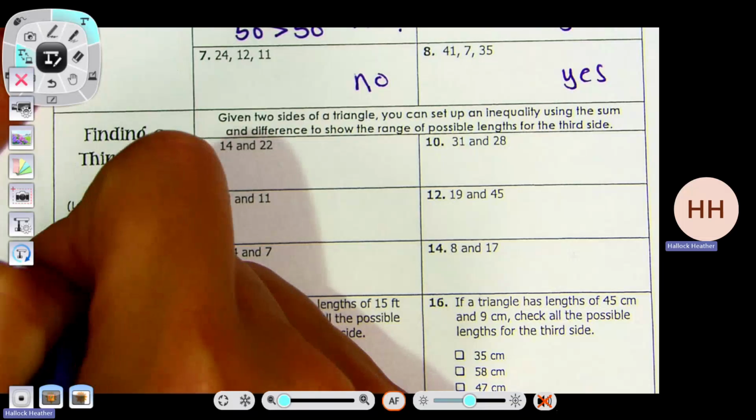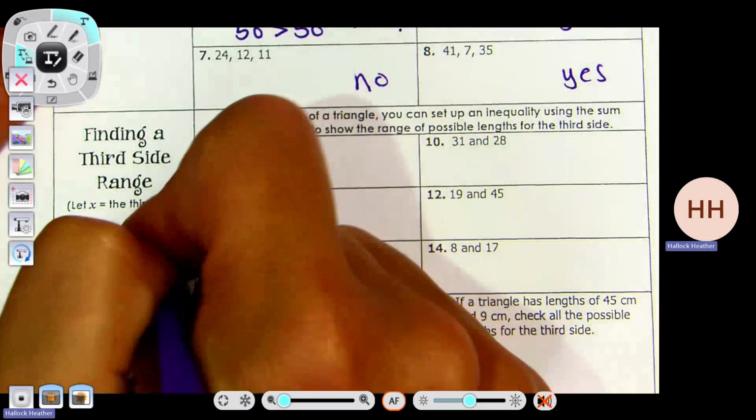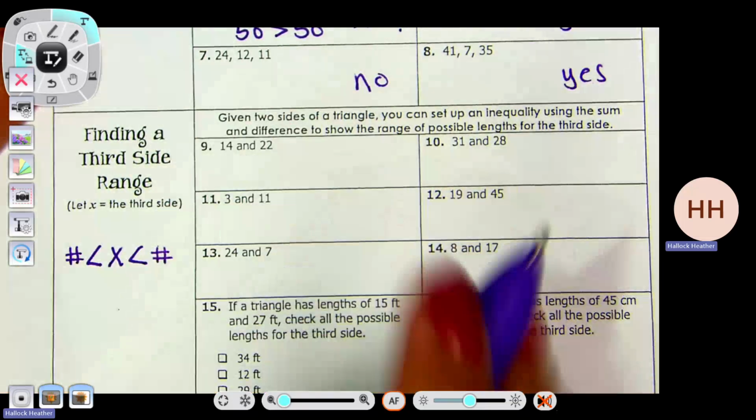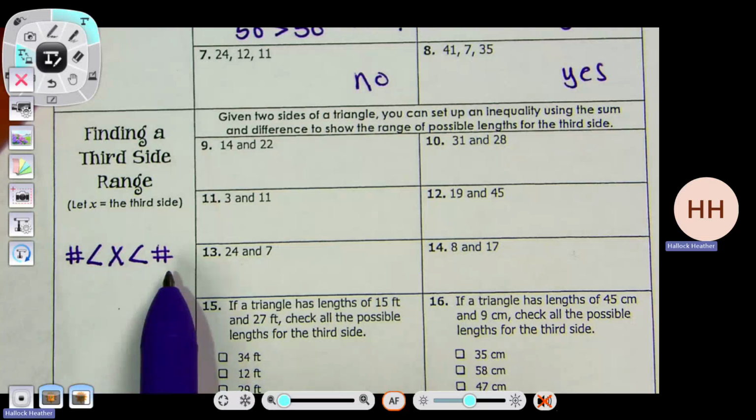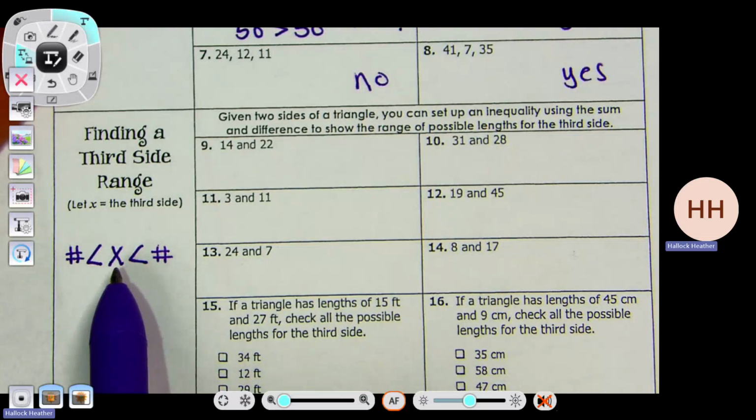Basically you have two numbers. I'm going to put a little hashtag for whatever number that is, and then put a little hashtag over here for whatever number that is. This is your smaller number and this is your bigger number, and x would have to fall between those two numbers.